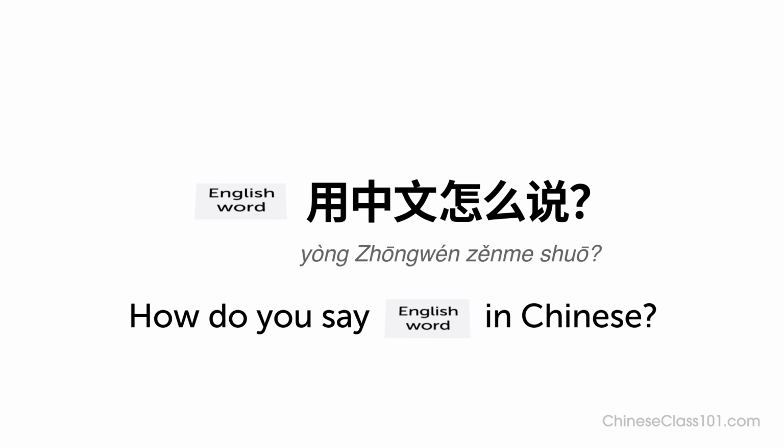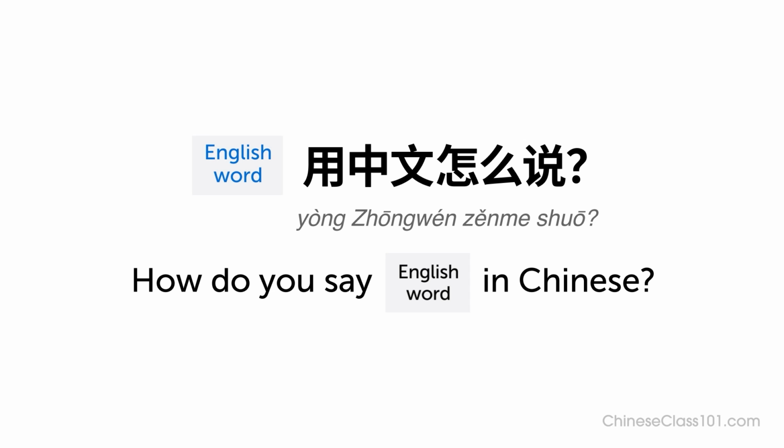The pattern is: English word 用中文怎么说, how do you say English word in Chinese? To use this question pattern, simply replace the English word placeholder with the word you want to know.